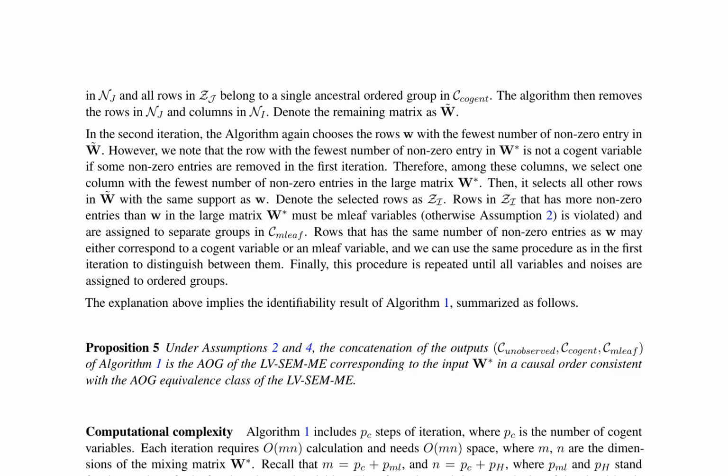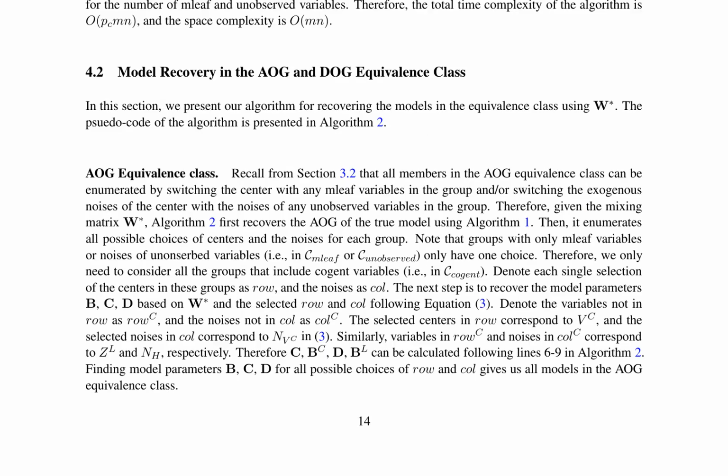Both algorithms are based on the mixing matrix W**, which can be recovered from observational data using methods such as overcomplete ICA when the exogenous noises are assumed to be non-Gaussian. The algorithms have a computational complexity of O(PCMN) and a space complexity of O(MN), where M and N are the dimensions of the mixing matrix W**.